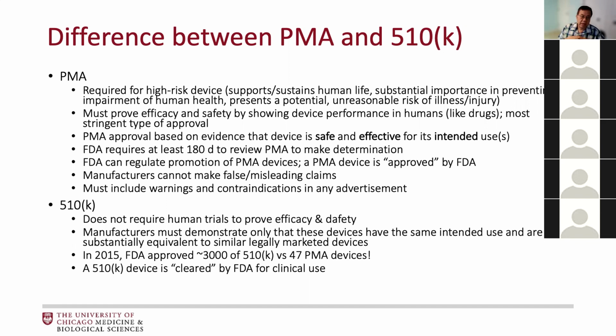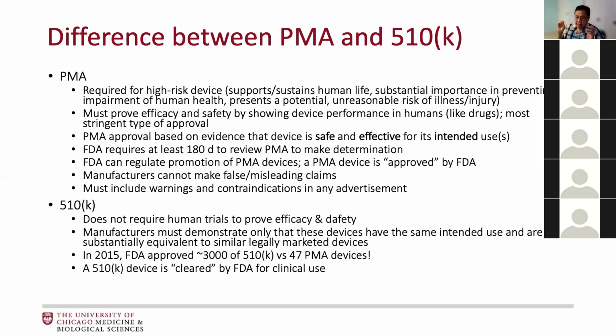And FDA requires at least 180 days to make a determination on whether the device is going to be approved or not. So if it's reviewed under PMA and is finally approved, it's called an FDA approved device. I want you all to differentiate between FDA approved versus FDA cleared. Sometimes those terms get confused. So FDA approved is devices that have gone through the PMA process.